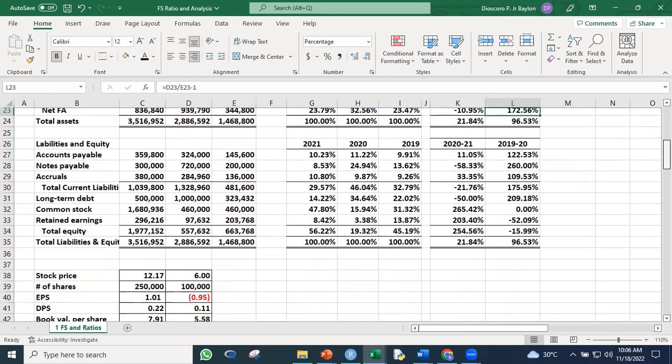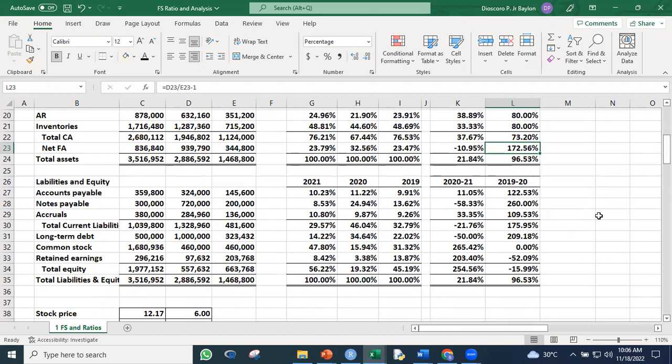So in terms of financing, we can see here that except for 2020, current liabilities went up to 46% in 2020. And this was because of the increase in current liabilities from 481 to 1328 in 2020. Also for long-term debt, there was a 209.18% increase from 2019 to 2020. Take a look at your long-term debt here.